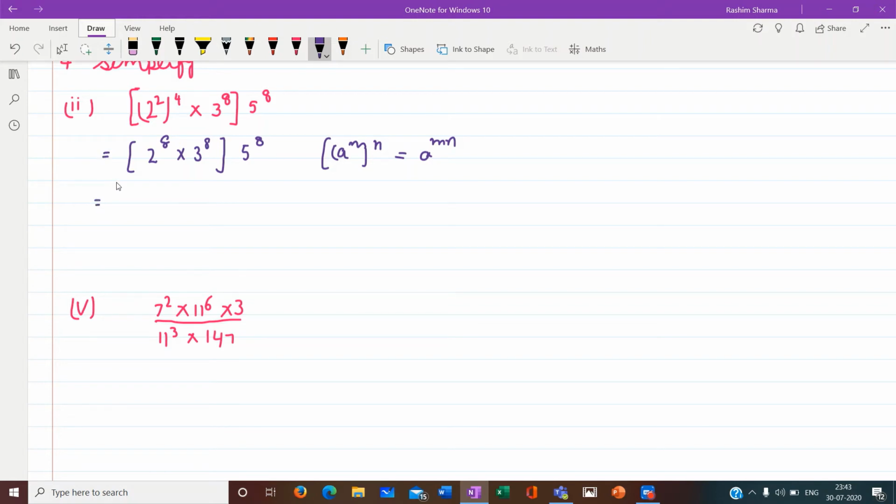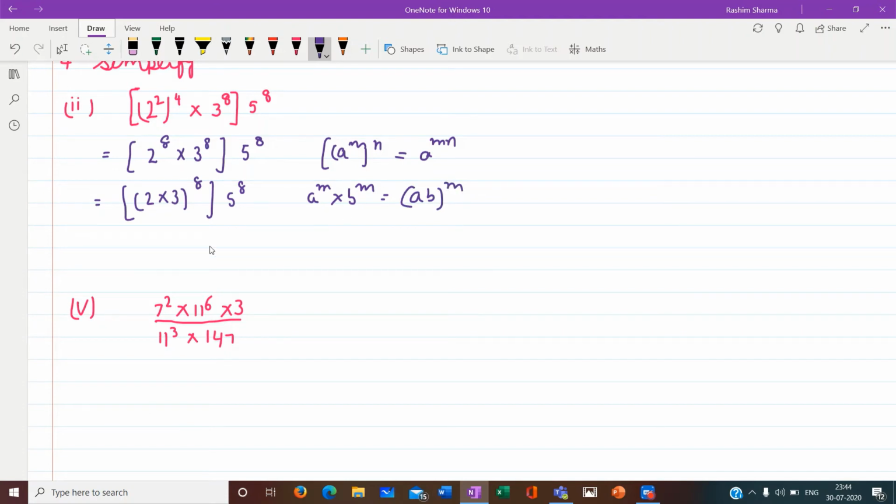Okay. So here 2 raised to power 8 into 3 raised to power 8. Now we have done here that when we have two different bases with the common exponent, at that time the bases get multiplied. So here we can write 2 into 3 raised to power 8 and here we have 5 raised to power 8. Alright, this is we have done a raised to power m into b raised to power m, it is equal to ab raised to power m.